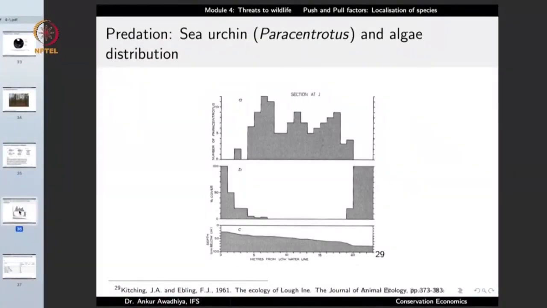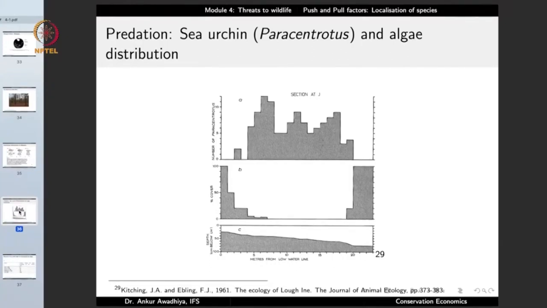Another push factor is predation. Now, predation is the phenomenon in which one species kills or hunts or eats another species for food. So for instance, if there is an area which has a very big population of, say, wolves, in those areas you will not find a very big population of deer. So the deer will try to avoid those areas where you have the wolf population, whereas the wolves will be attracted to those areas that have the deer. So predation works in these two ways.